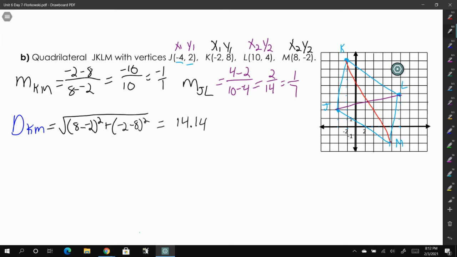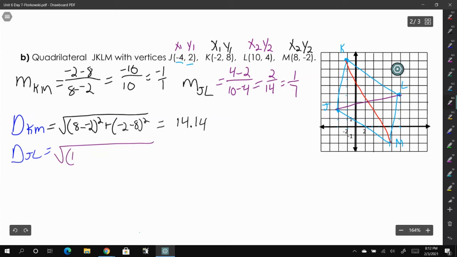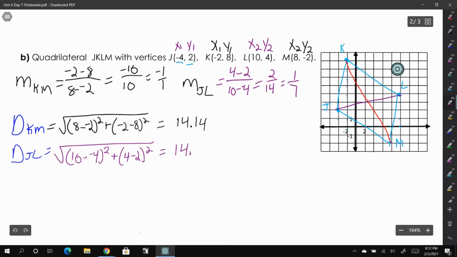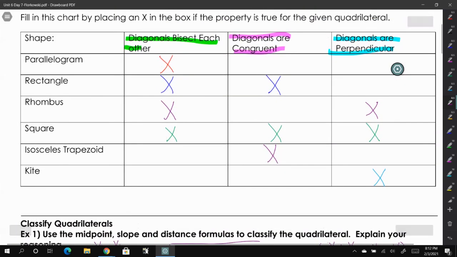All right, so now let's find the distance of JL. When I do that, I have 10 minus -4 squared plus 4 minus 2 squared. So when I type that in the calculator, I also get 14.14. So that means the diagonals are congruent. All right, so go back up here. The diagonals are congruent. So now we're left between a rectangle and isosceles trapezoid.